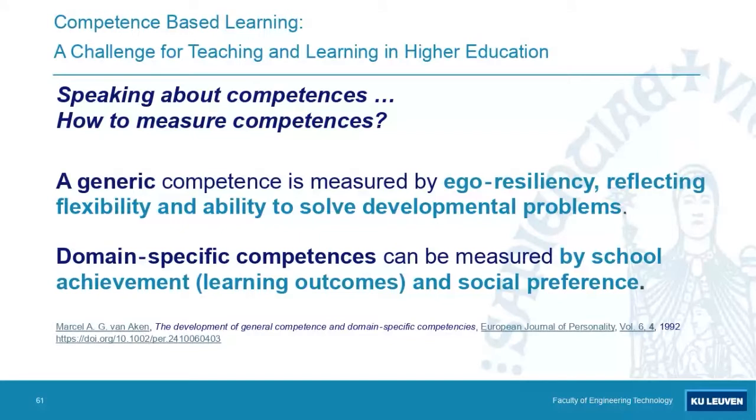How are we measuring the degree of that competence? First, generic competence is measured by ego resilience, reflecting the flexibility and ability to solve developmental problems. It's a big word. This means that it's very hard to test whether generic competences have been acquired. It's just by discussion, by observing the people, that you can make it, or they mention that competence. Domain-specific competences can be measured by school achievement, and these are the learning outcomes. The learning outcomes are measuring the domain-specific competences. These generic competences are being measured by general assessment procedures.